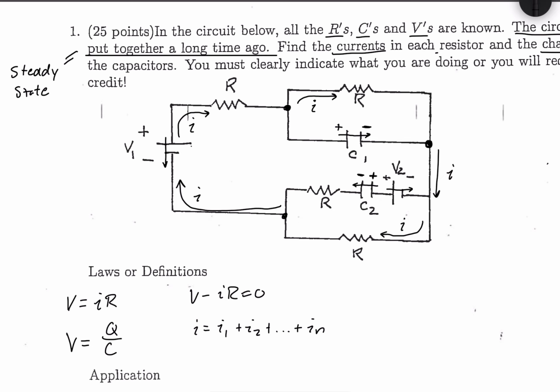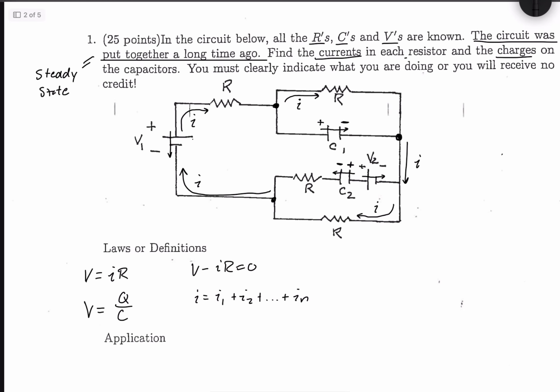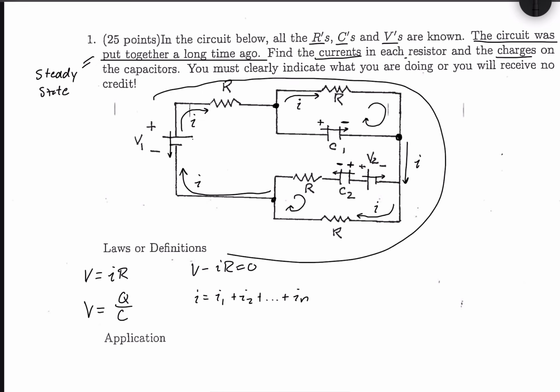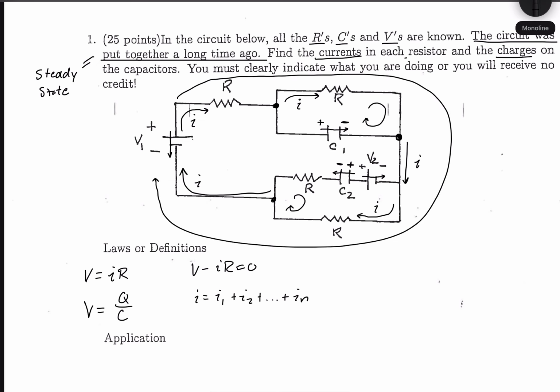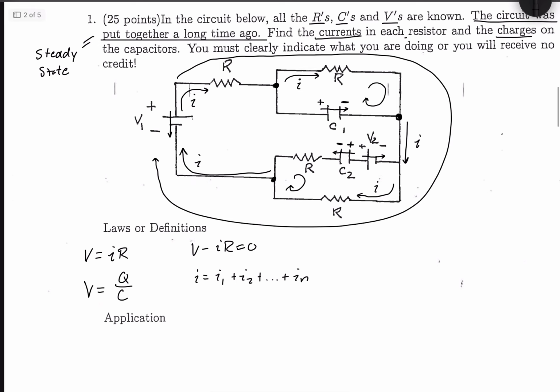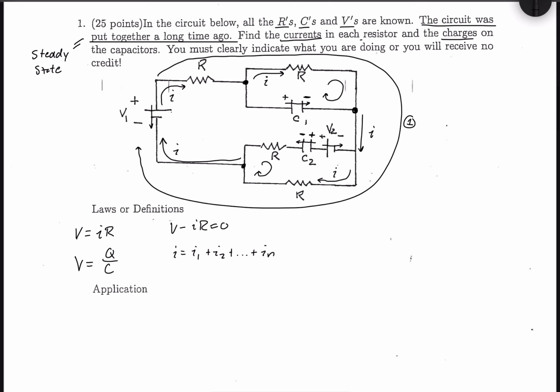All right. So what we want to do first is draw our loops. Since we have this kind of weird shape in the middle, it wouldn't be really helpful to draw a loop there, but I would draw a loop here, a loop here, and a loop going all the way around the outside of the circuit. So, we'll call this loop 1, loop 2, and loop 3.